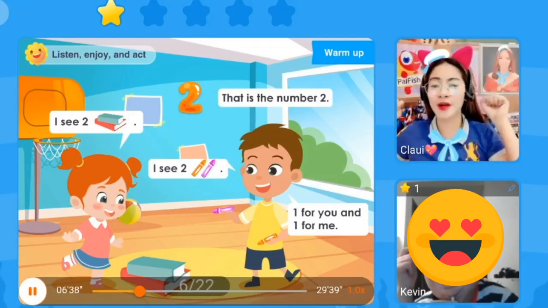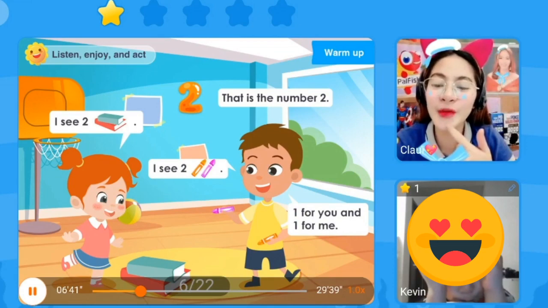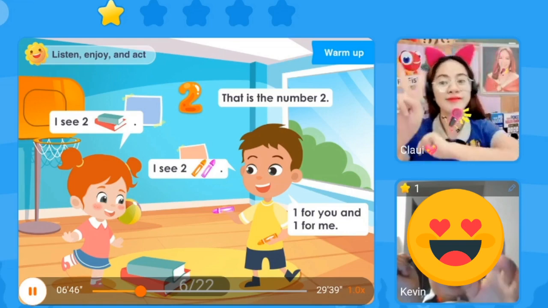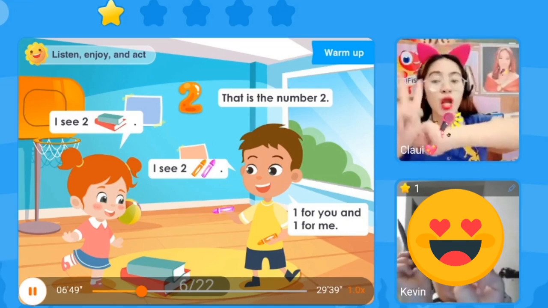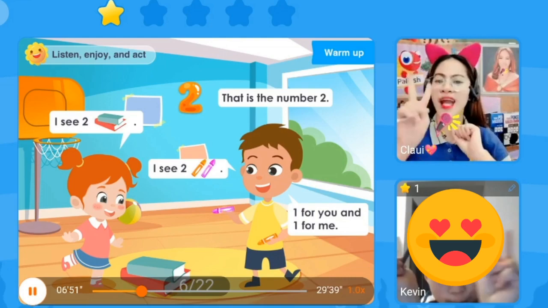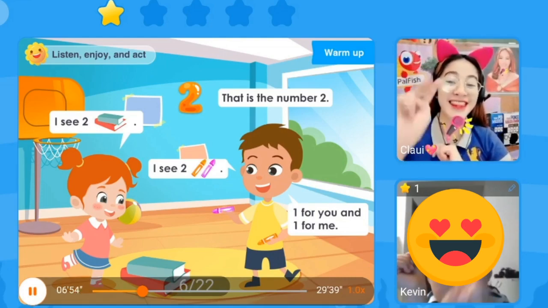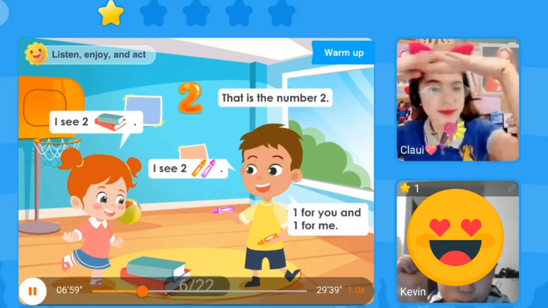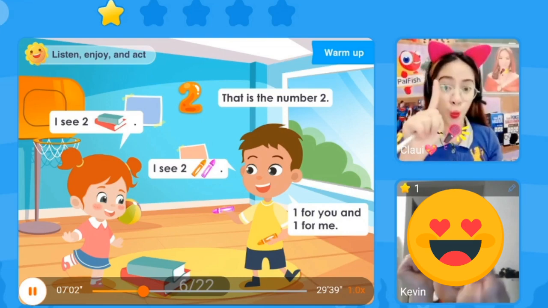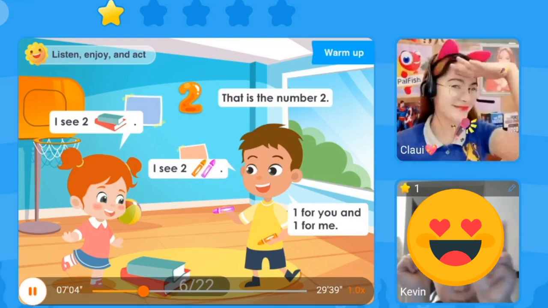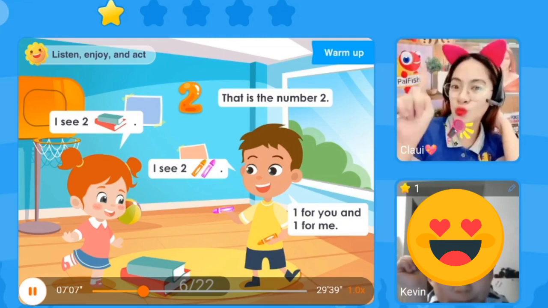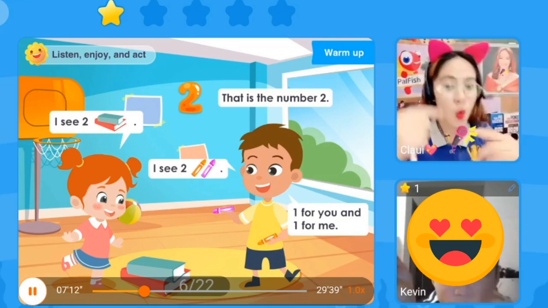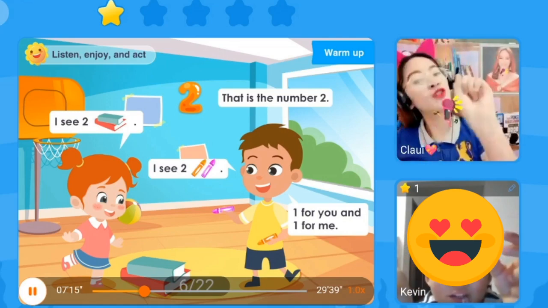Let's sing number song. Now, Kevin, sing with me. Let's go. Number song 2. 2, 2, 2. That is the number 2. That is the number 2. I see 2 books. 1, 2. I see 2 crayons. 1, 2. 1 for you and 1 for me. 1, 2.